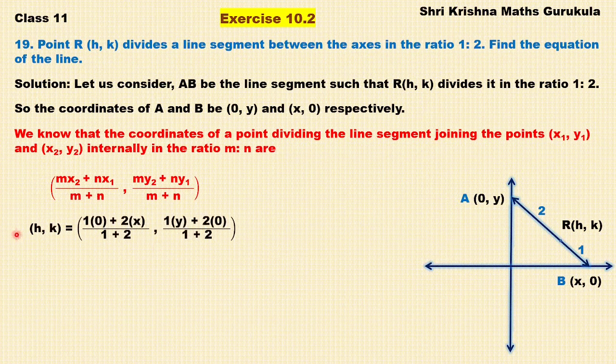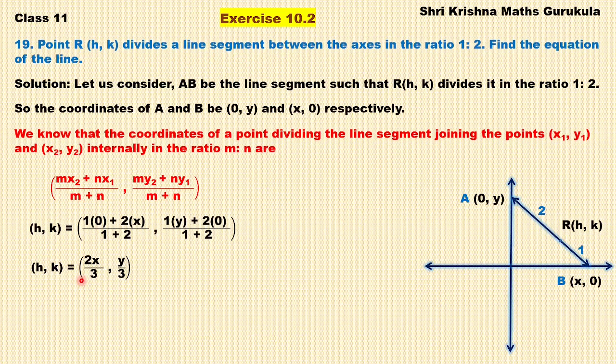So (h, k) is equal to, now for the x coordinate, it will be 1 into 0 plus 2 into x whole divided by 1 plus 2. Clear? Yes. Now for the y coordinate, it is 2 into 0 plus 1 into y whole divided by 1 plus 2. Now the coordinates will be (h, k) is equal to (2x by 3, y by 3).